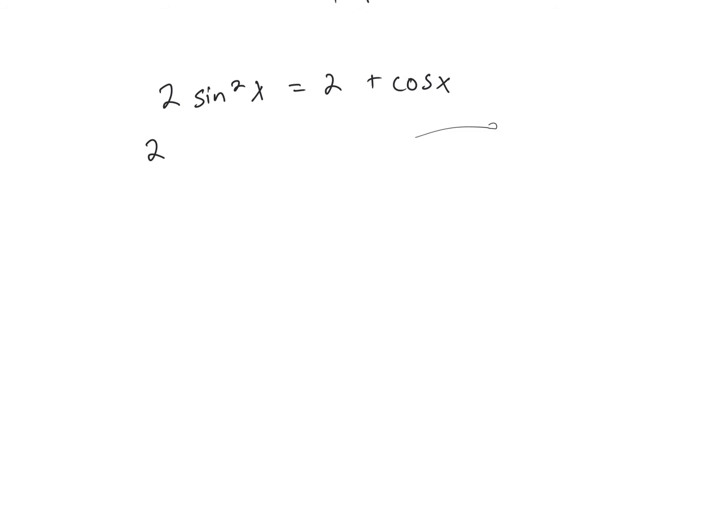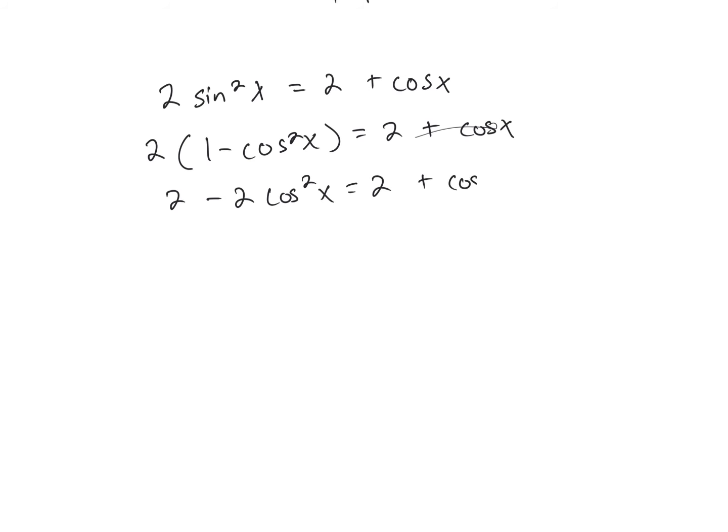So I know sine squared of x is 1 minus cosine squared of x, so 2 times that equals 2 plus cosine of x. This way, I'm dealing with cosine of x. It's easier. So distribute this 2. We get 2 minus 2 cosine squared of x equals 2 plus cosine of x.